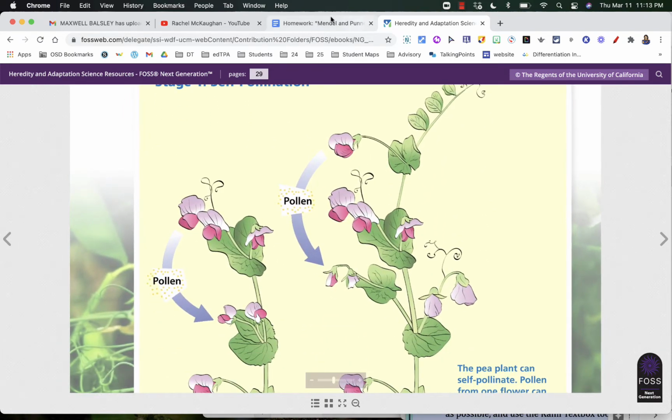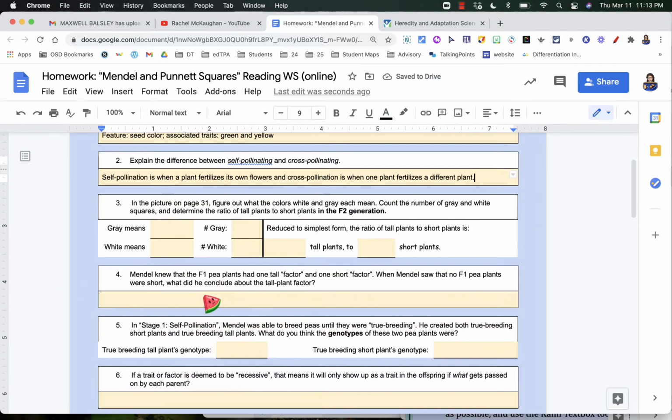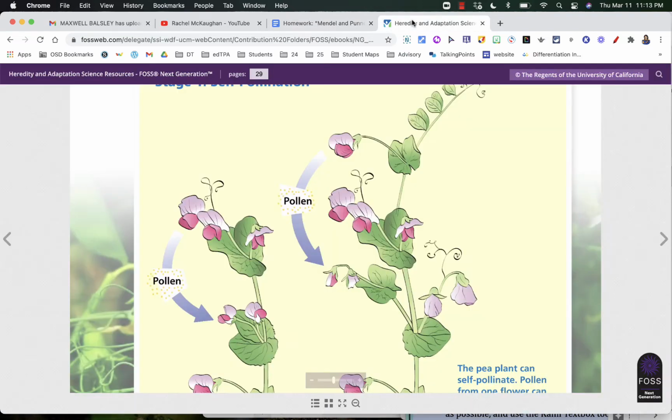Self-pollination is, let's see, when a plant fertilizes its own flowers, and cross-pollination is when one plant fertilizes a different plant. In the picture on page 31, figure out what the colors white and gray each mean. Okay.